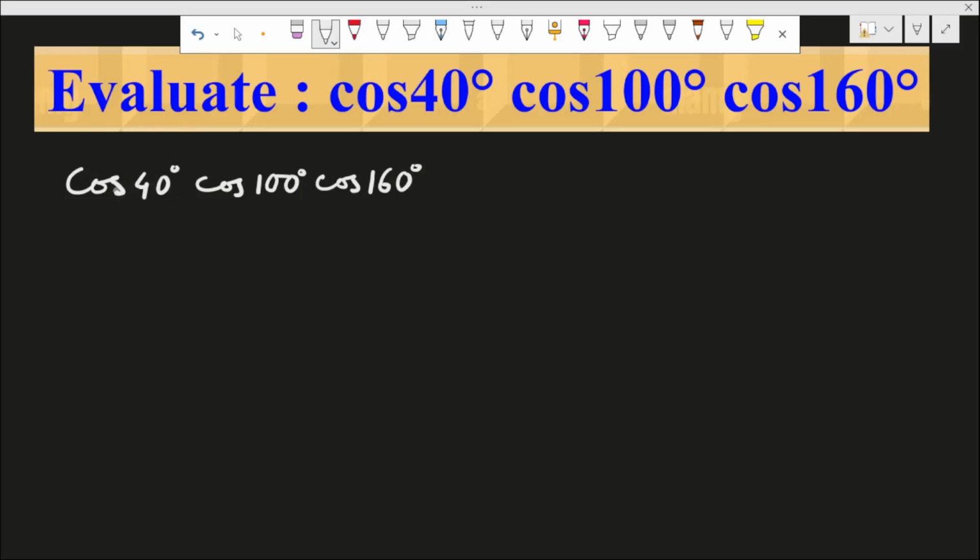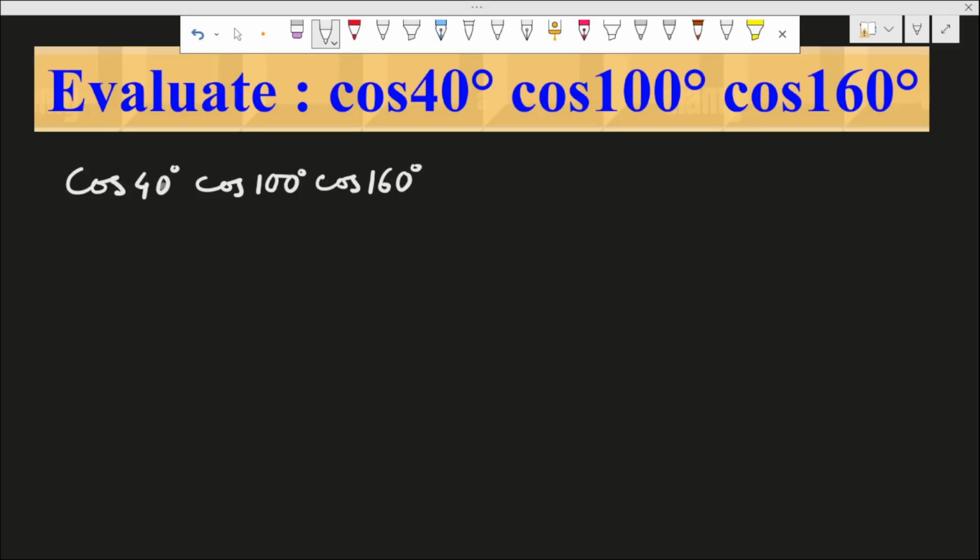Here see cos 40 degree, we don't know the value of cos 40 degree because it is not a standard value or table value. In the table there are given the values of trigonometric functions of 0 degree, 30 degree, 45 degree, 60 degree and 90 degree. So we have to use the formula such that we are able to convert to standard degrees.